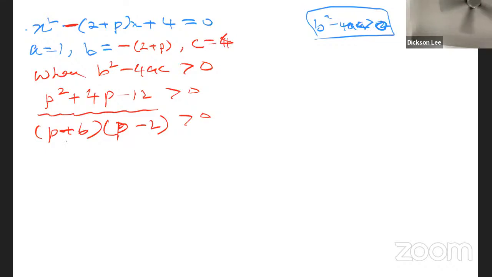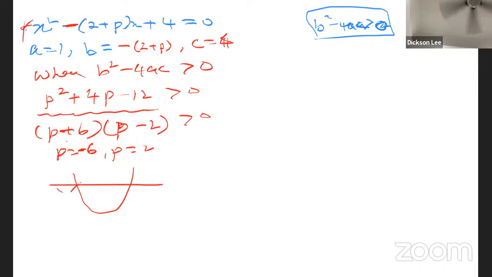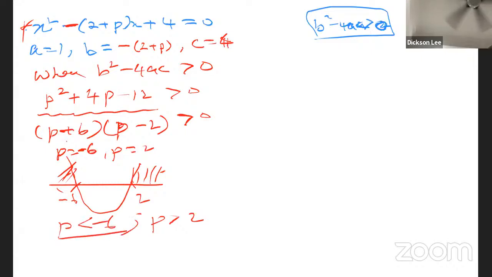And then you find the points: this one, negative 6, and this one, 2. This curve is a positive curve. A positive curve is like that. You cut here at negative 6 and 2. Positive means above the x-axis. Therefore, p more than 2 or p less than negative 6. All right, now this is easy.